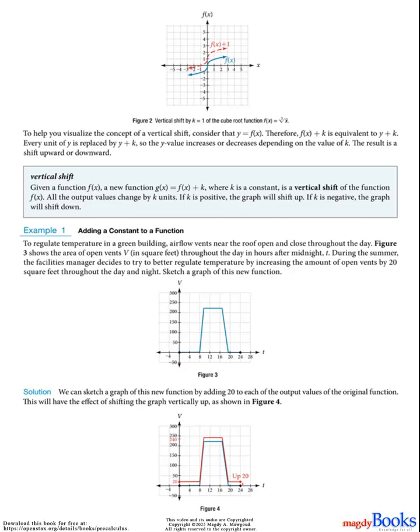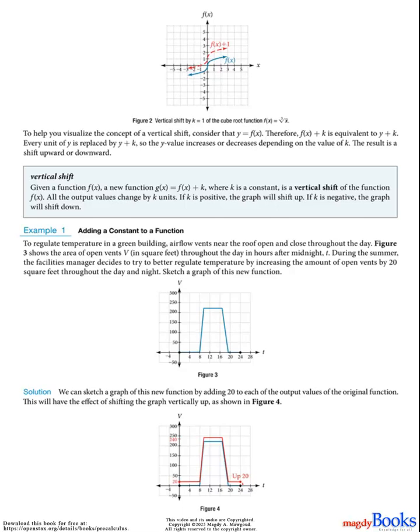B. Vertical shift. Given a function f(x), a new function g(x) = f(x) + k, where k is a constant, is a vertical shift of the function f(x). All the output values change by k units. If k is positive, the graph will shift up. If k is negative, the graph will shift down.